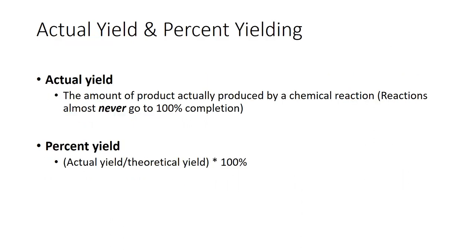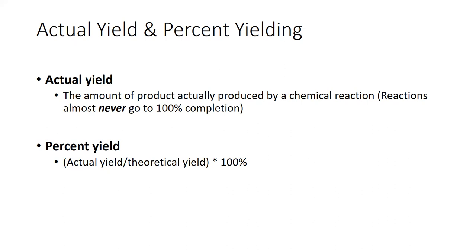Last thing we're gonna talk about is actual yield and percent yield. So theoretical yield, which we just calculated, is the maximum amount you can get in a chemical reaction. However, in reality, reactions never go to 100% completion. You're never gonna use up all the reactant you have. It's never gonna happen. So the actual amount of product that you get, that you measure, we call actual yield.